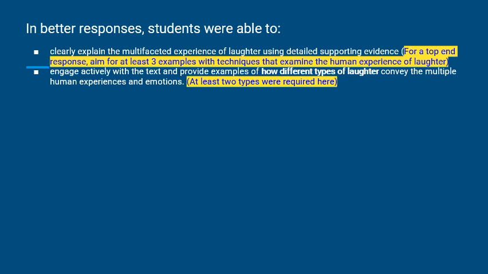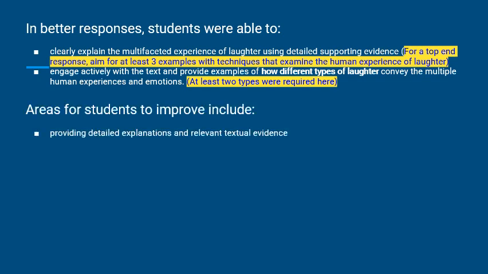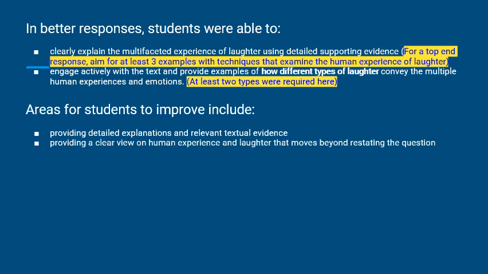As a bare minimum, at least 2 types were required here. And areas to improve included detailed explanations and relevant textual evidence. Students need to provide a clear view on human experience and laughter that moves beyond just restating the question. Okay, so not just talking about how the author examines the human experience of laughter. Don't just use the wording of the question word for word, I should say.